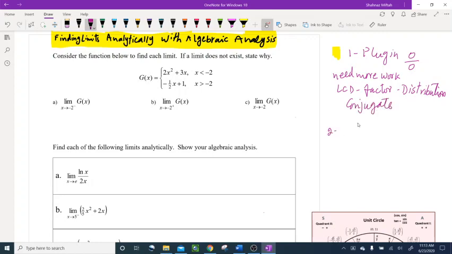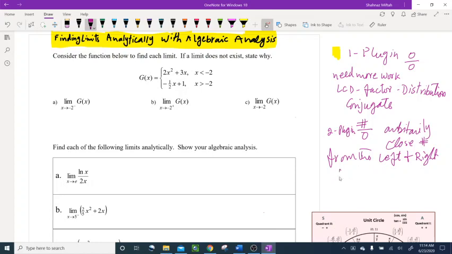Second one was if you get number over 0 after you plug in, then you are picking arbitrarily close numbers from the left and right. And then you will decide, and you know the answer must be positive infinity, negative infinity, or does not exist.